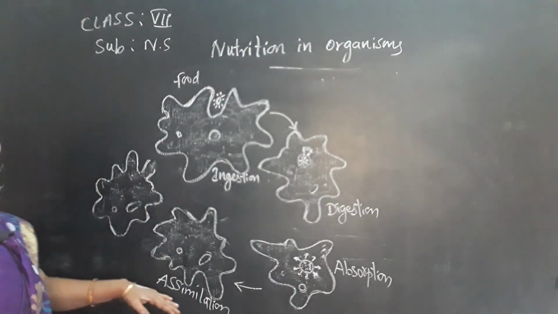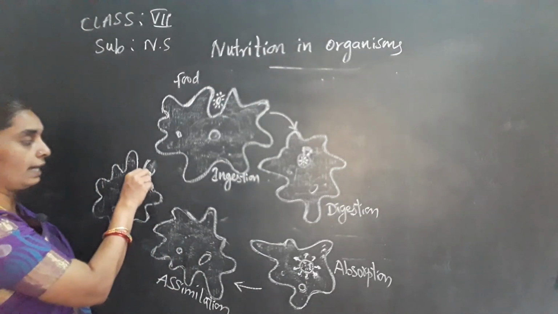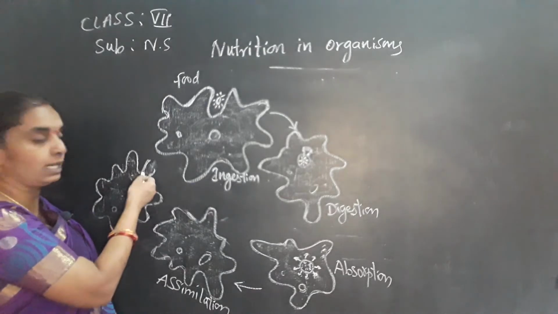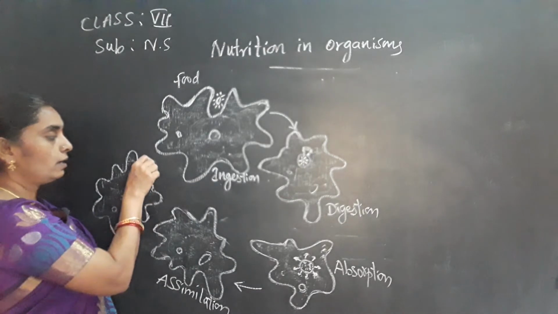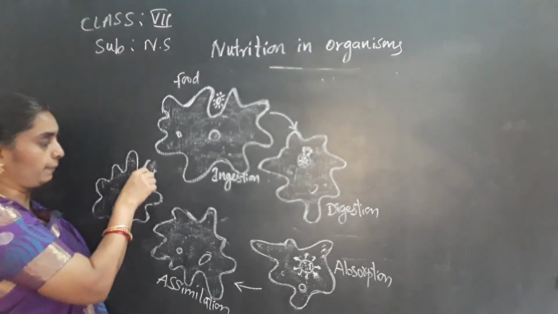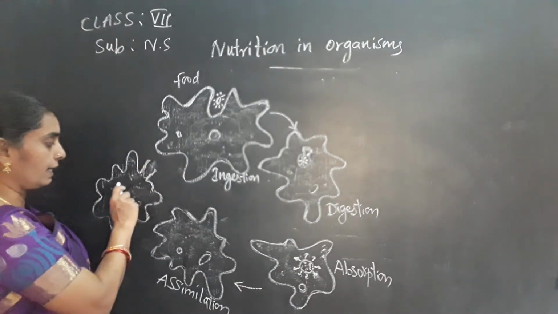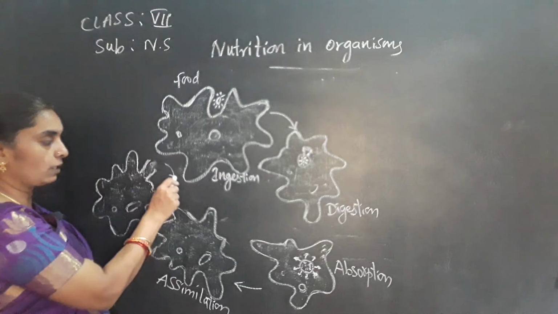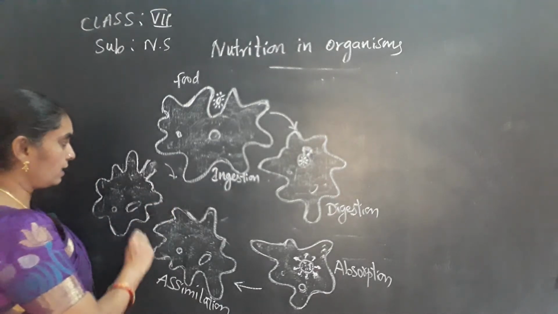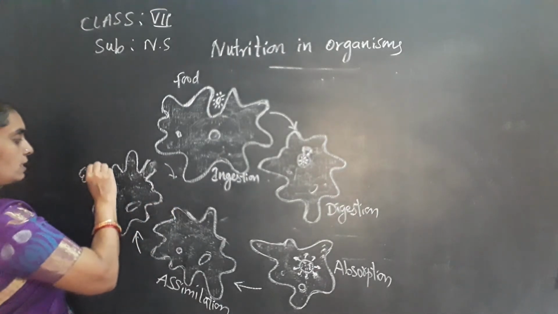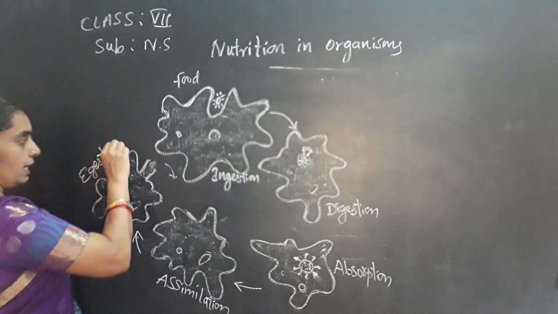And after assimilation, the undigested or waste material comes out of the body through these protrusions itself. Okay, so these are the protrusions. The undigested waste material comes out of the body through the protrusions. This process is called egestion.